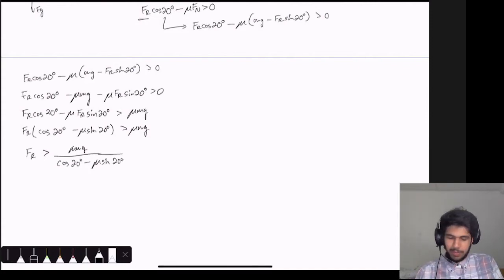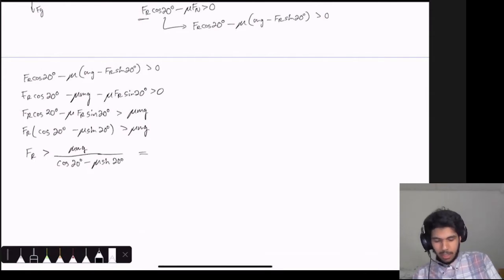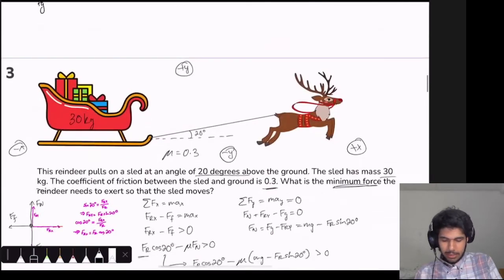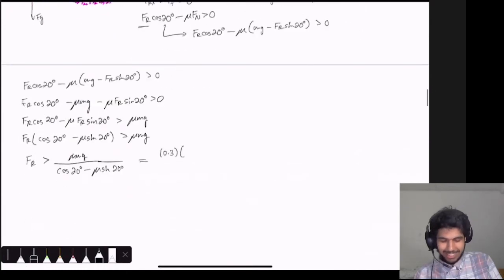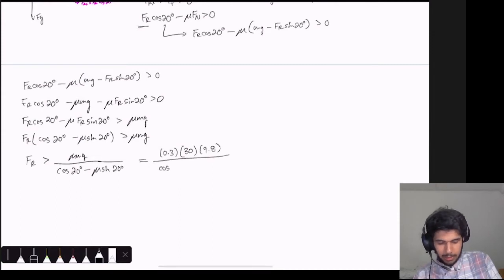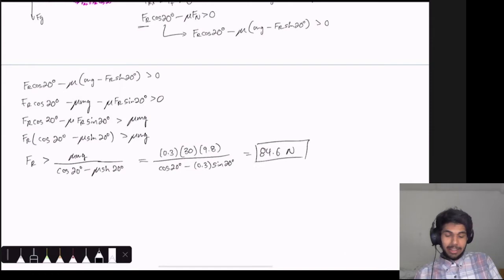And, well, we have values for all of those quantities, so we can just plug those in. Mu we were given was 0.3. The mass of the sled was 30 kilograms. Gravity is 9.8, divided by cosine of 20 degrees minus mu, which is 0.3, times sine of 20 degrees. And if we compute that all out, that should give us 84.6 newtons. And that's our answer.